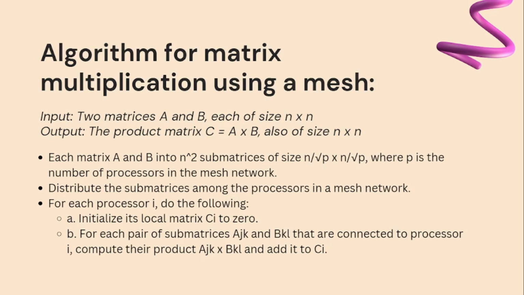Number 2. Distribute the submatrices among the processors in a mesh network, with each processor responsible for computing a subset of the resulting matrix C. Number 3. For each processor i, do the following: A. Initialize the local matrix Ci to 0. B. For each pair of submatrices Aj and Bk that are connected to processor i, compute their product Aj into Bk and add it to Ci.